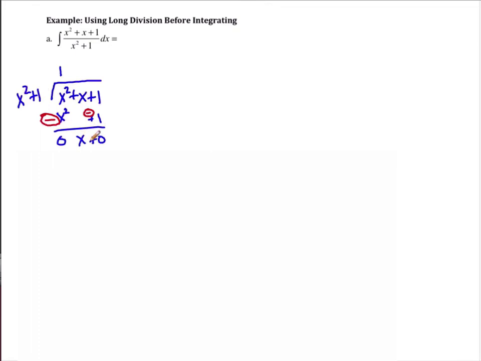And so x squared doesn't go into x anymore, so all you have to do is go plus the x divided by x squared plus 1. Okay, so you still have x divided by x squared plus 1. And so let's rewrite this integral now as the integral of 1 plus x over x squared plus 1 dx.